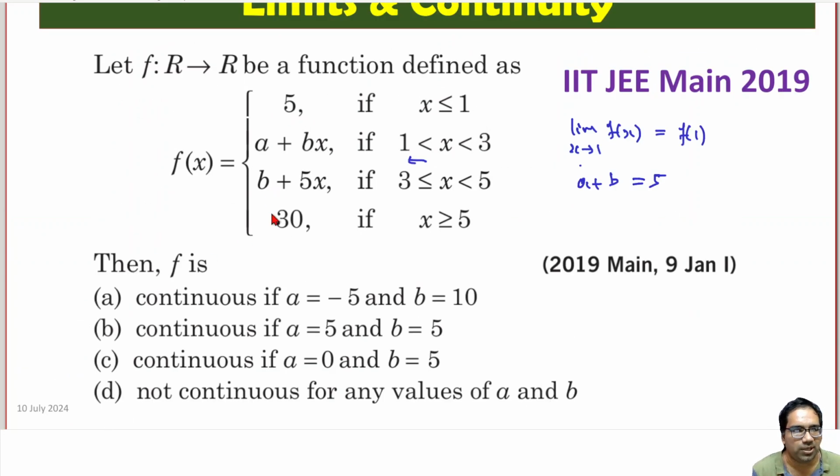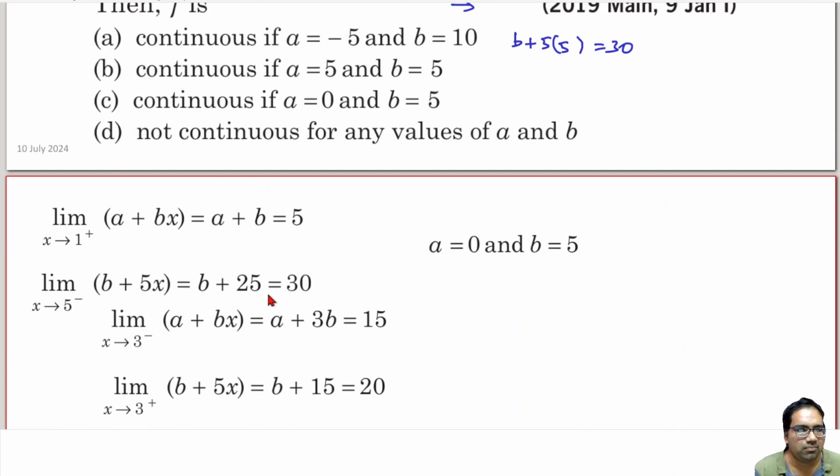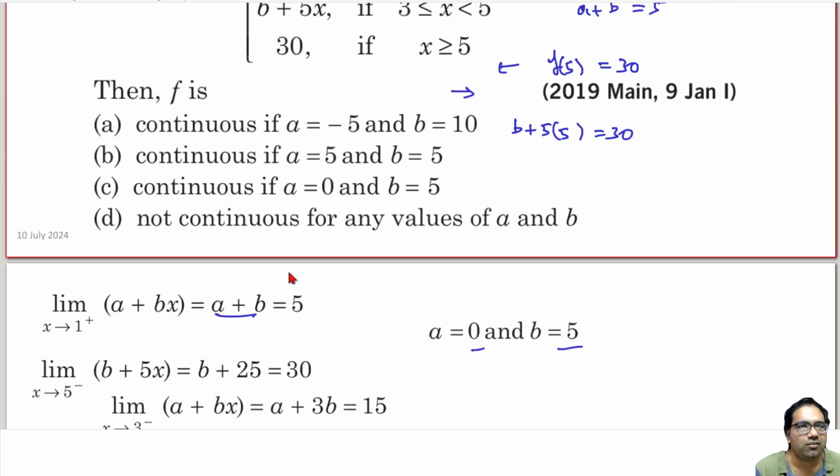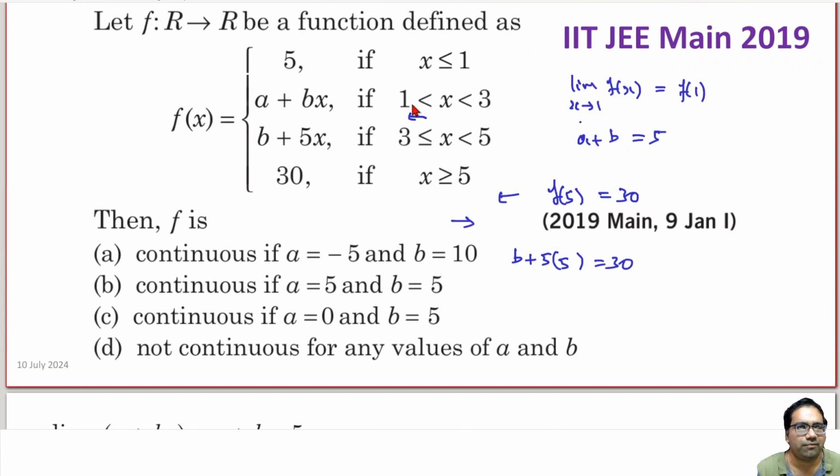Similarly, let's take these two parts, the limit at x equal to 5. When you approach from the right side, f of 5 and the limit are the same, equal to 30. When we approach from the left side, b plus 5 into 5 should be equal to the same 30. So b plus 25 is equal to 30, which means b is equal to 5. And a plus b equal to 5 means a should be equal to 0. Fine, so we have figured out the values of a and b: 0 and 5.